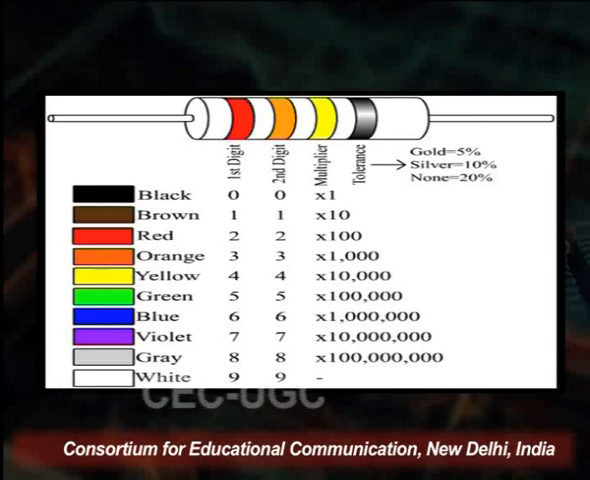The second is also red, so 2, then orange, which has the value 3. Then we take the multiplier value from yellow, which is 10,000, and multiply. Finally there is the tolerance. Tolerance is given by gold, silver and none, which are 5%, 10% and 20%. On the basis of this, we can calculate the value of this resistance.